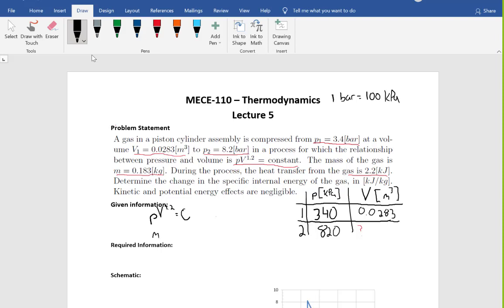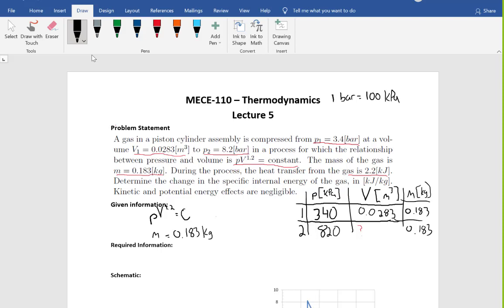We know the mass here is 0.183 kilograms. That's going to be the same. I could put the mass in kilograms up here, and it's just going to be the same, right? Because this is a closed system, which means the mass stays constant, 0.183. So I know that.